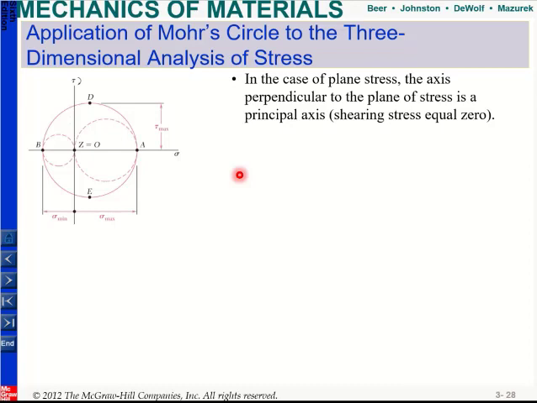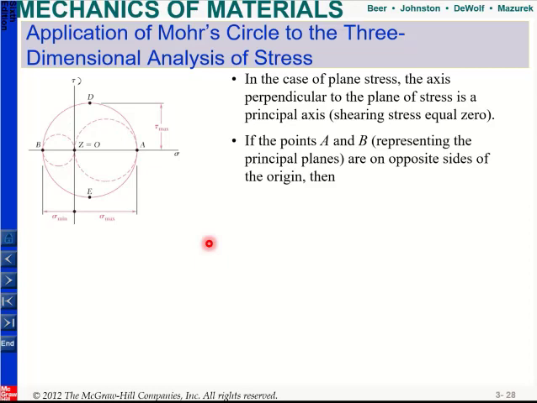Let's say that you find your point A, and then you find your minimum. And let's say that one of your principal stresses is positive and the other principal stress is a negative value. Which means that A is on this side and B is on the other side. And then you know that due to plane stress, your other sigma z is equal to 0. So my other principal stress is at the origin.